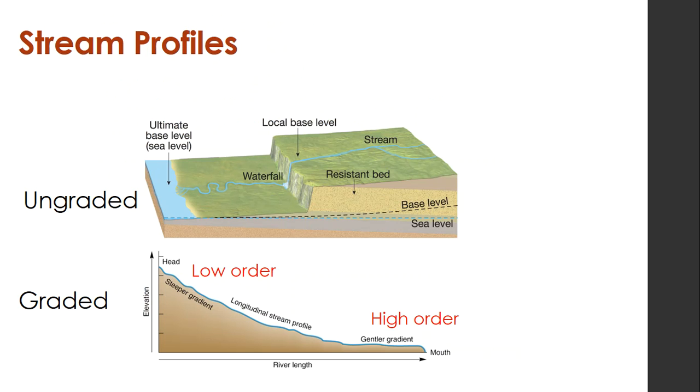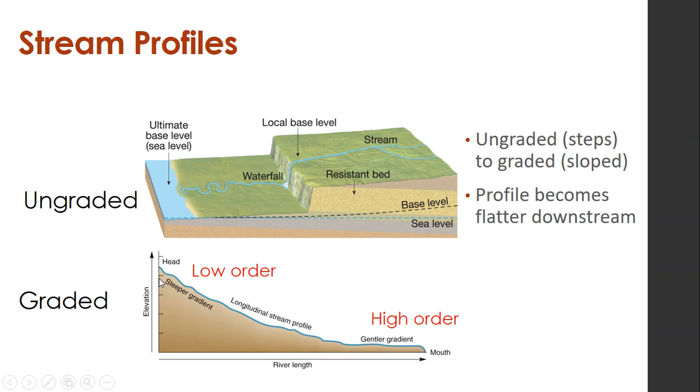We're going to talk about stream profiles. And so we can have an ungraded stream that goes to a graded stream. Ungraded means that you have these steps, right? So you have a stream here, and all of a sudden it falls down via a waterfall, and then it's flowing over a relatively flat landscape, ultimately to the sea level, as opposed to a graded stream, which is just flowing downhill all the way. So here are your low order streams up here and your high order streams. As your stream flows downhill, eventually it's going to become flatter and wider. So the bottom of the Mississippi looks very much like this, a very flat, meandering river.